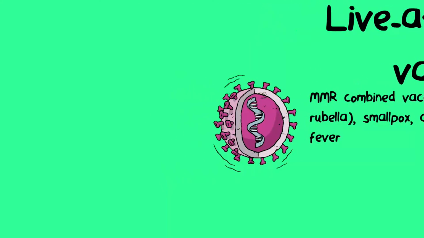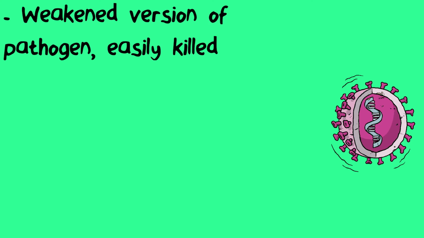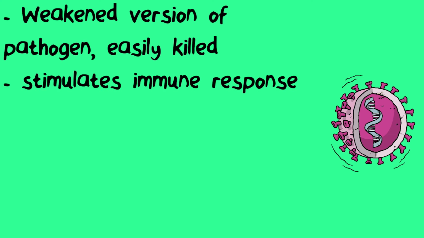The next type of vaccine is the live attenuated vaccine. These vaccines contain the weakened version of the pathogen, and this allows the body to defeat it easily. This vaccine also stimulates the same immune response where a cell presents an antigen on its surface to activate a helper T cell.